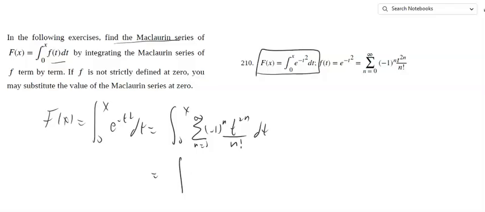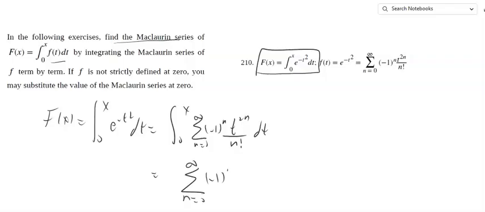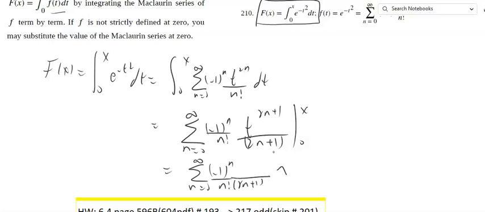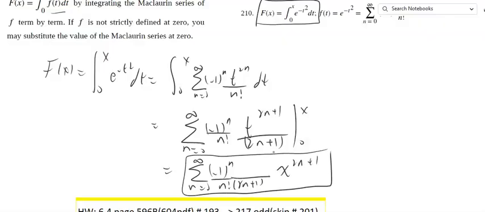That would be the series n equals 0 to infinity, negative 1 to the n over n factorial, t to the 2n plus 1 divided by 2n plus 1, evaluated from 0 to x. Put x in there, that's the series n equals 0 to infinity, negative 1 to the n over n factorial times 2n plus 1, times x to the 2n plus 1, and if you put 0 you get 0, and that's pretty much the final answer, and that concludes this section.